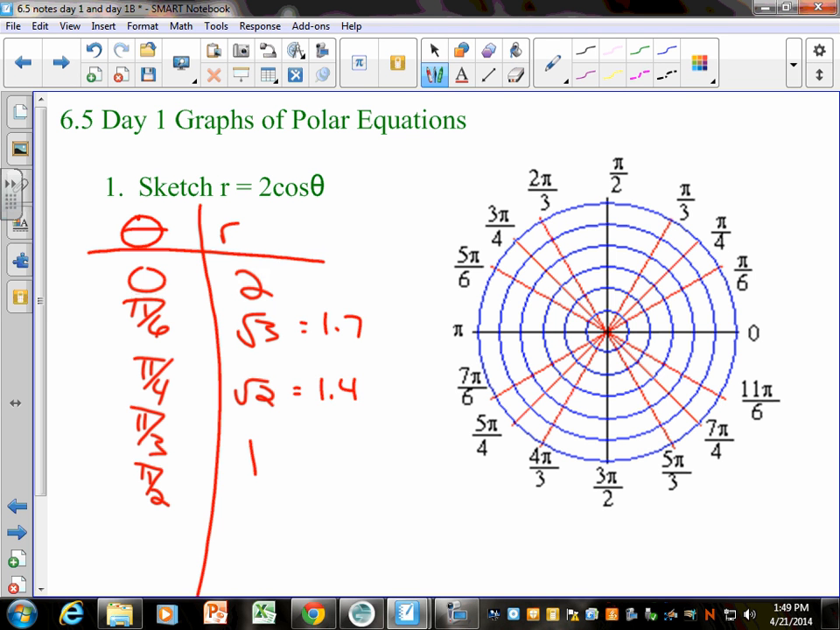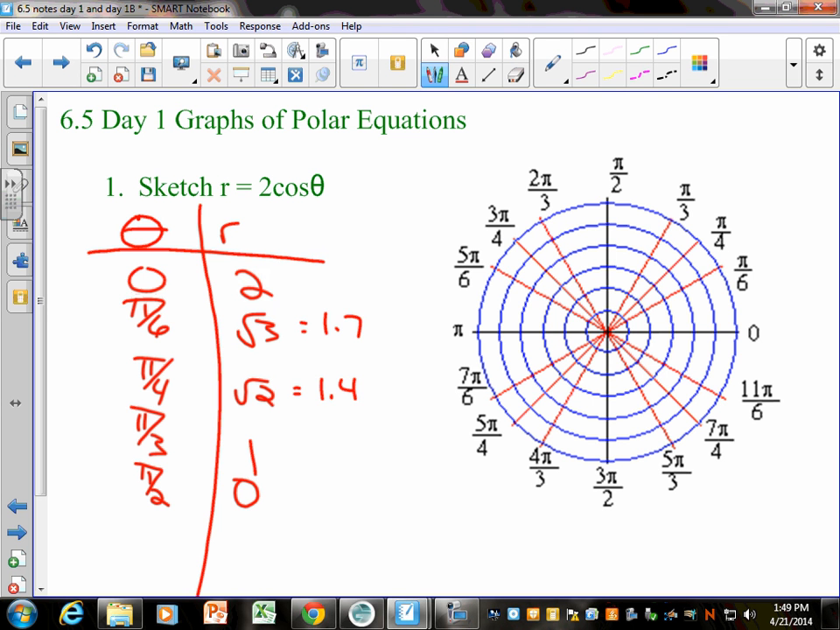What about pi halves? What's the cosine of pi halves? 0, 0 times 2, still 0. Here's what's super great about these being trig functions. We still should pick some points over here, but do I already know the values of all the angles, the cosine over here? Because aren't they the same as over here except negative? You with me on that?